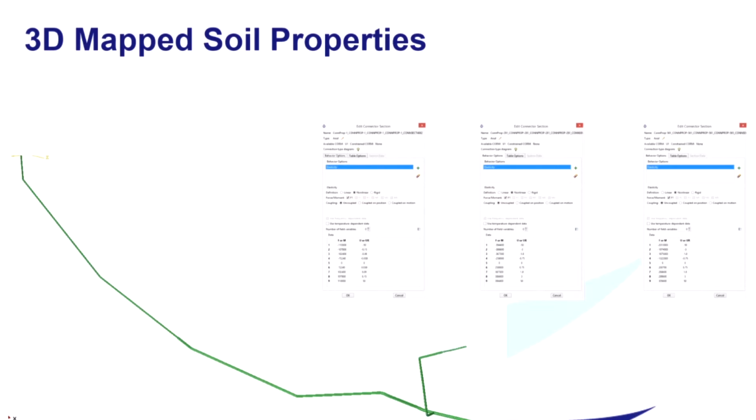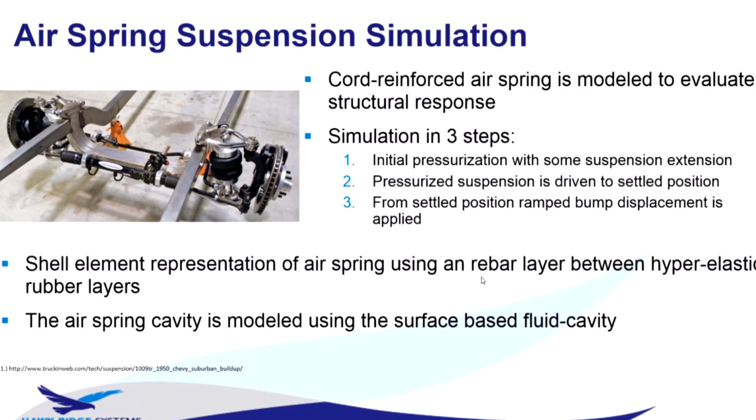So now I'm going to change gears a little bit and go through an air spring suspension that we've simulated for automotive applications. This model is based around a cord reinforced air spring. Inside the air spring, we have an ideal gas law pressure cavity. This simulation I did in 3 steps, where there's an initial pressurization step with some extension allowed of the suspension. Once it's pressurized and the gas is basically sealed at a given volume and pressure, we'll drive that to settled and then drive it through a bump.